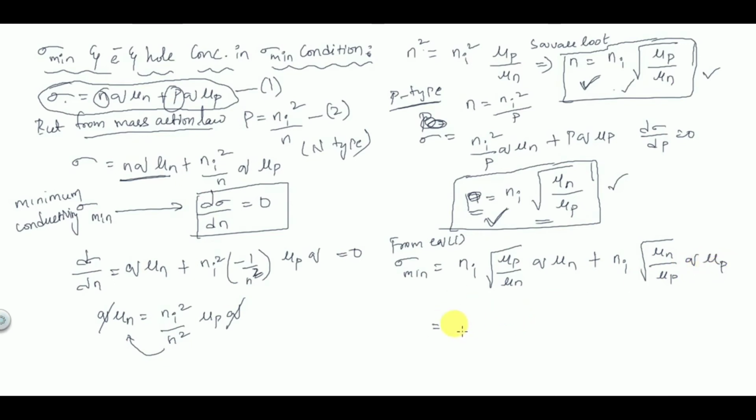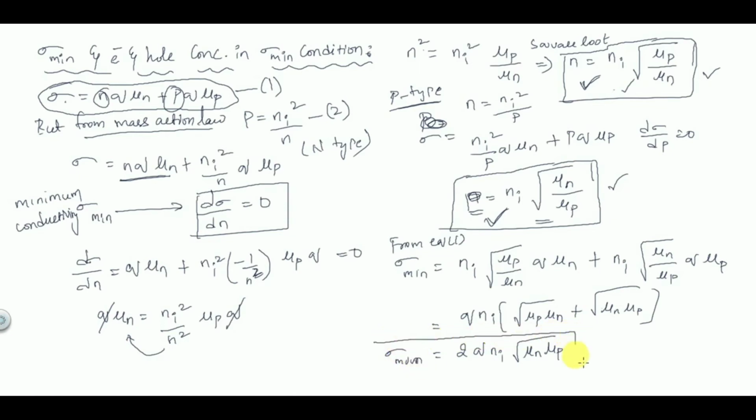If you take q and ni common in both, this will be root of mu p into mu n plus root of mu n into mu p. So it becomes 2 q ni root of mu n mu p. So this is the formula for minimum conductivity. Just remember these formulas, very important, all the 3 formulas for minimum conductivity.